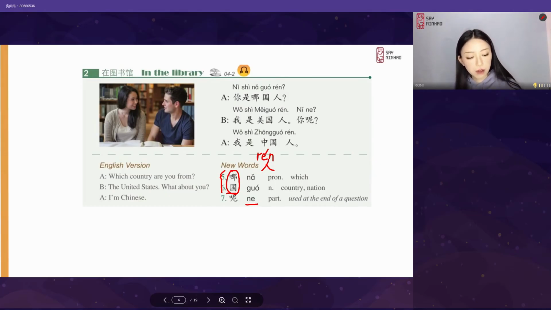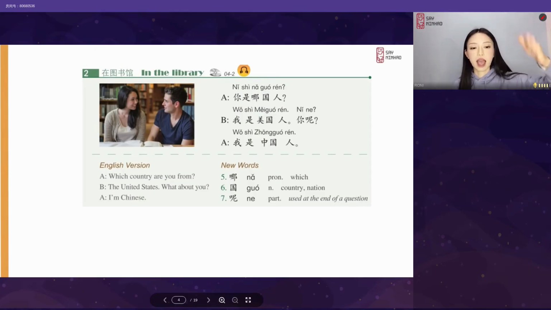Now let's read it from the start, each for twice. 3, 2, 1. 哪国呢. Very good. Now let's move on to the text. I'm going to read it and please listen carefully. 你是哪国人? 我是美国人. 你呢? 我是中国人.